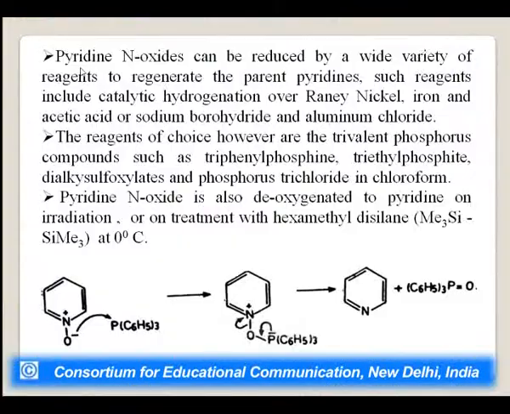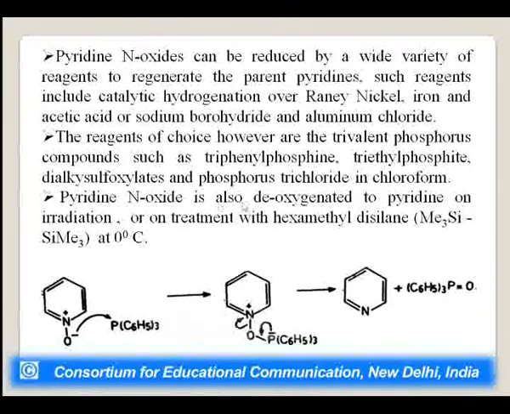Pyridine N-oxide can be reduced by a variety of reagents to regenerate the parent pyridines. Such reagents include catalytic hydrogenation over Raney nickel, iron and acetic acid, or sodium borohydride and aluminum chloride. The reagents of choice, however, are trivalent phosphorus compounds such as triphenylphosphine, triethyl phosphite, dialkyl sulfoxylates and phosphorus trichloride in chloroform.